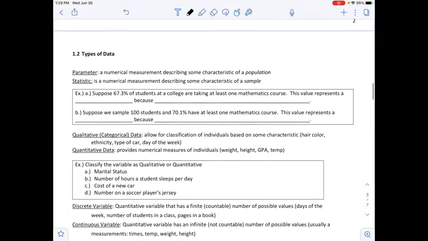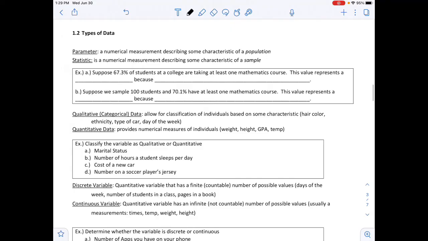The next section is section 1.2, which is types of data. A few more vocab words we're going to have: parameter and statistic. A parameter is a numerical measurement describing some characteristic of a population, whereas a statistic is a numerical measure describing some characteristic of a sample.